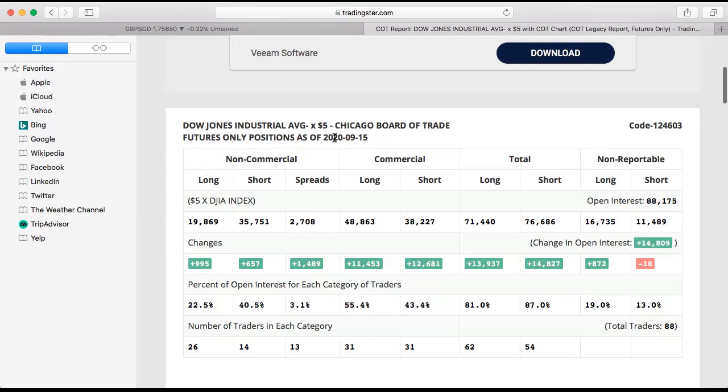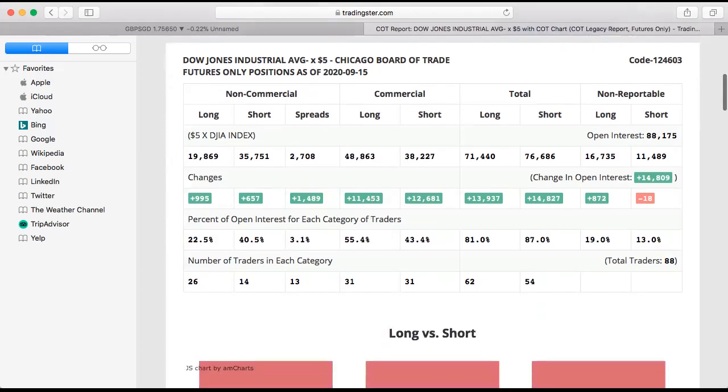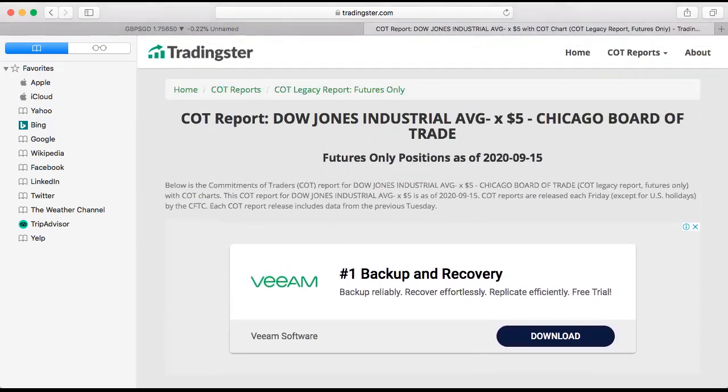Now for the commercial, what I'm looking for is vice versa. Whenever the commercials are long, I go short, and whenever they're short, I go long. Okay, so that's just the information you need from this.